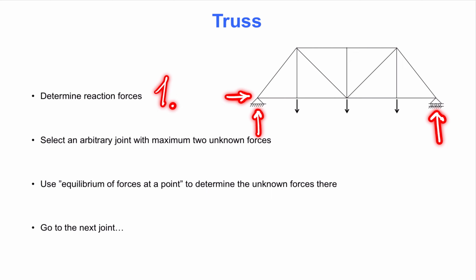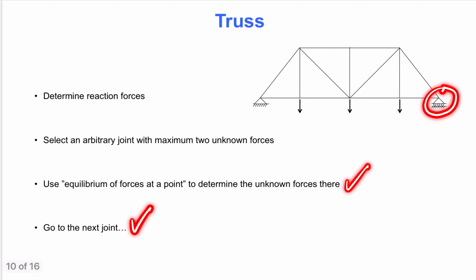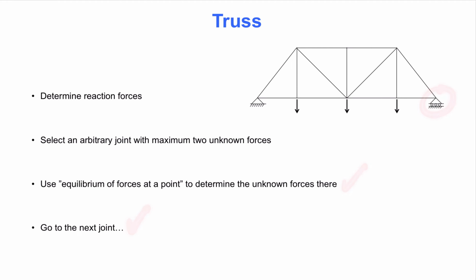For the truss shown in this slide, there are exactly 3 possible reaction forces, so this is looking good so far. Next, we select an arbitrary joint with maximum 2 unknown forces. One possible choice is the rightmost joint of this truss. The horizontal truss member and the inclined truss member coming into this joint are the 2 unknown forces. Next, we use knowledge from the video on the equilibrium of forces at a point to determine the unknown forces in those members. The procedure continues from joint to joint until the axial force in all truss members is determined.